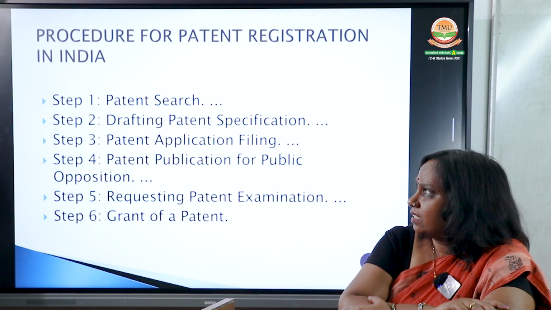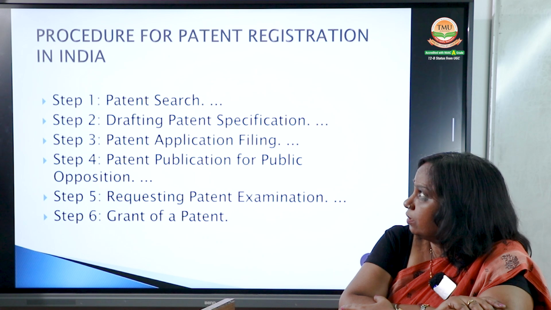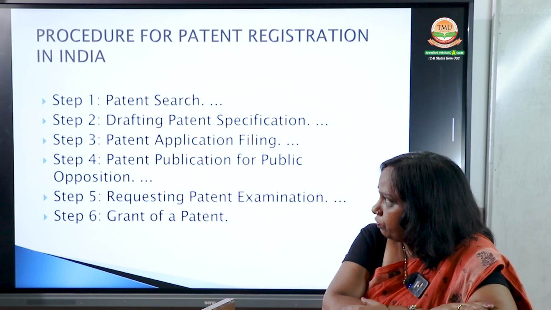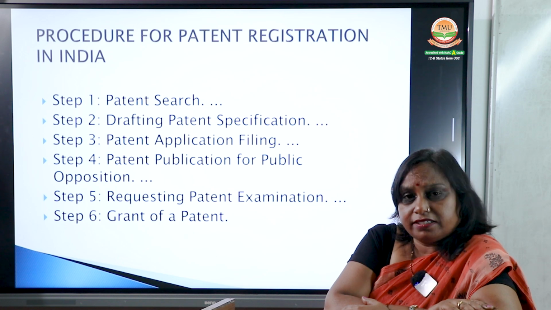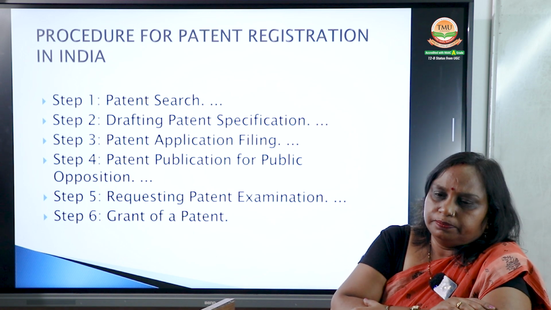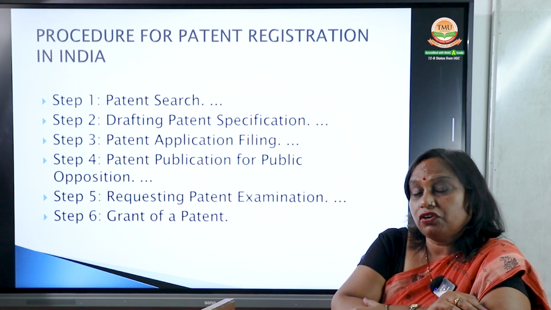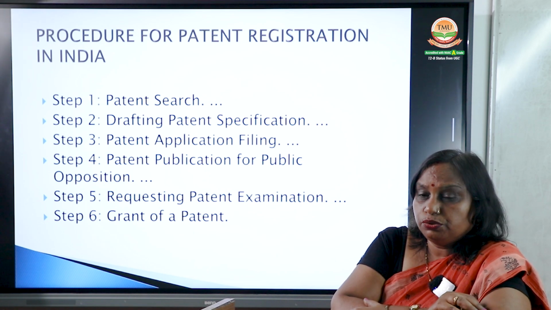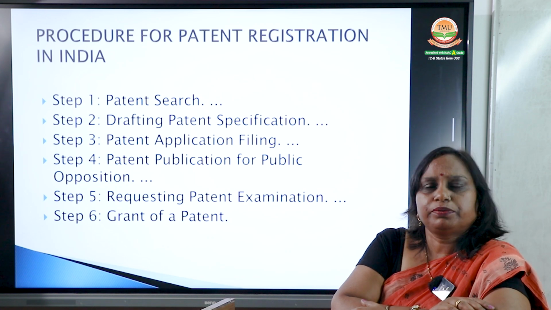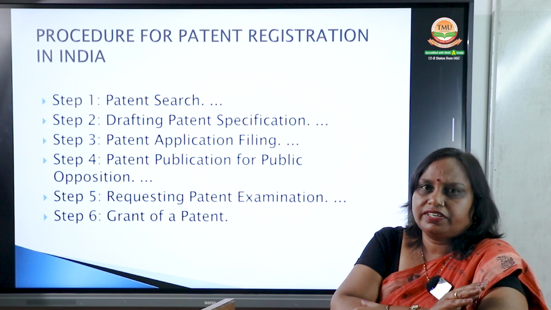Now these are the basic steps which are involved for the registration of the patent or for the grant of the patent. So first step is the patent search. Before applying for the patent, you have to first of all search whether this kind of invention has been already patented or not. You can apply for a particular patent only if that particular invention is not patented. So this is very important.